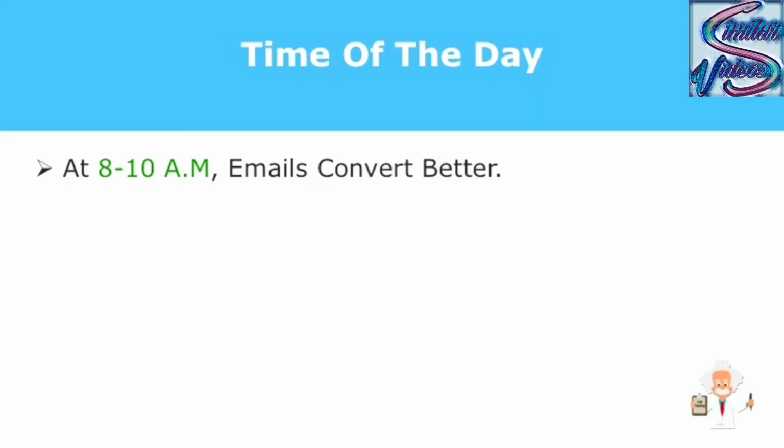Time of day. The best time of day to send email is around 8 to 10 a.m. MailChimp has found that a click-through rate of 7% was achieved when emails were sent around 8 to 10 a.m. This is most probably because many people start their day around this time and take a little bit of time to check their email.